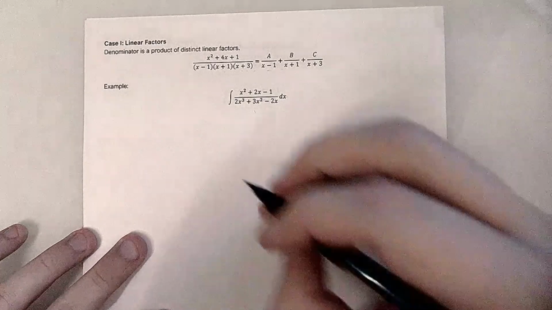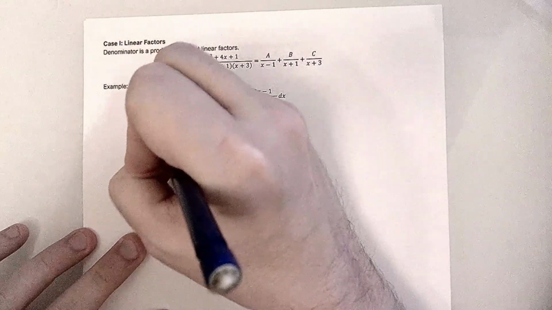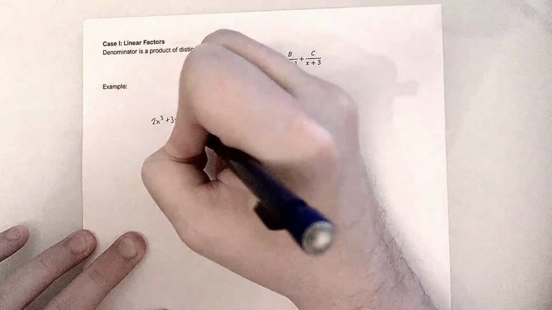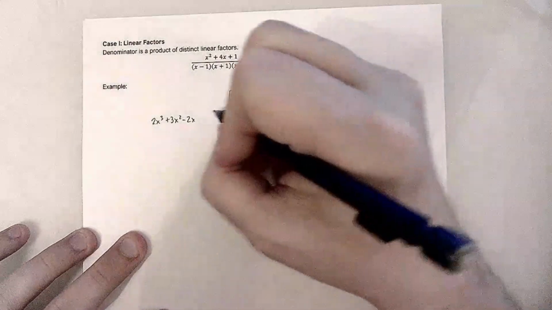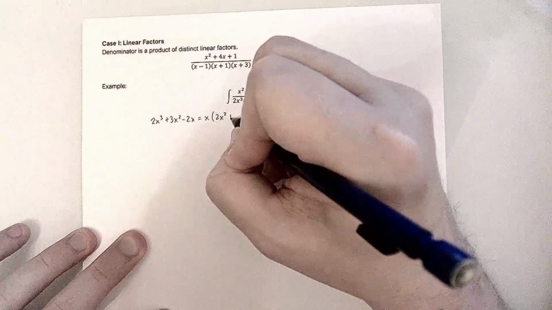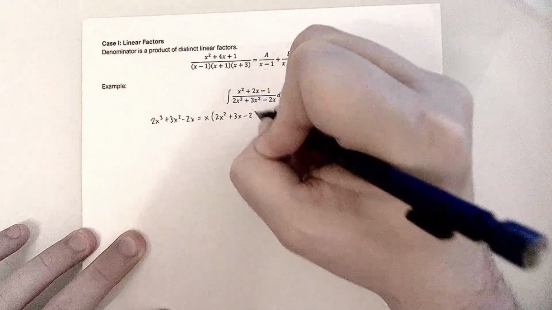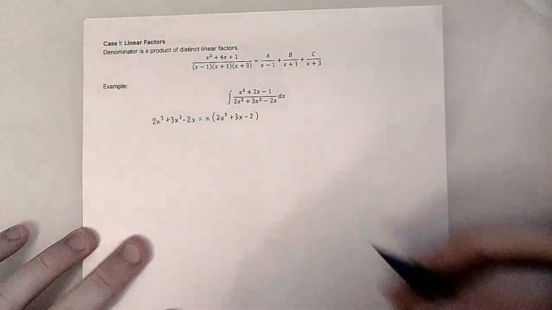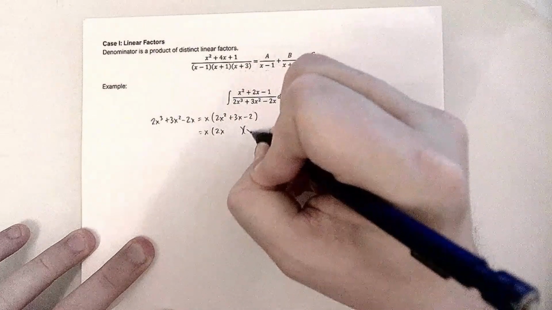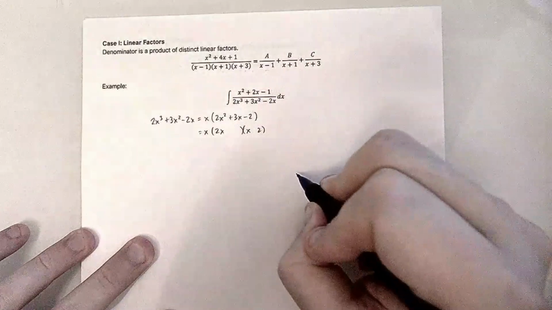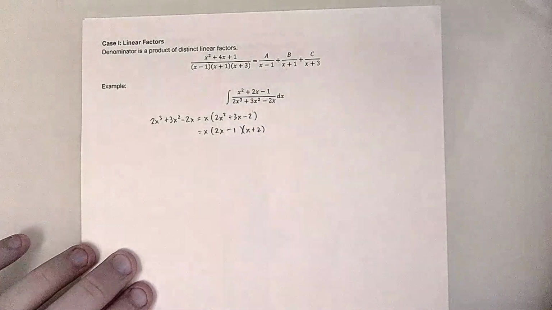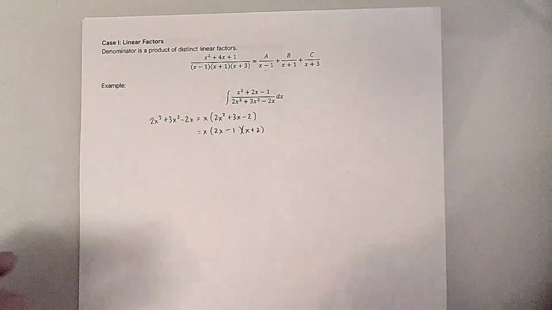In the first step, we're going to take our denominator, 2x cubed plus 3x squared minus 2x, and we're going to need to factor. And when we do that, we're going to take x times 2x squared plus 3x minus 2, and if we factor that, we should be able to take 2x and x, and notice we got a 2. We need a positive 3 when they add together, so 2x minus 1 times x plus 2. And that's our linear factors.